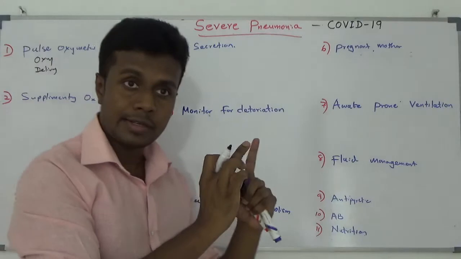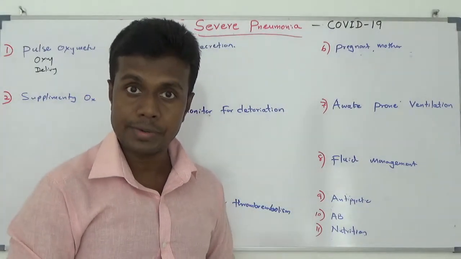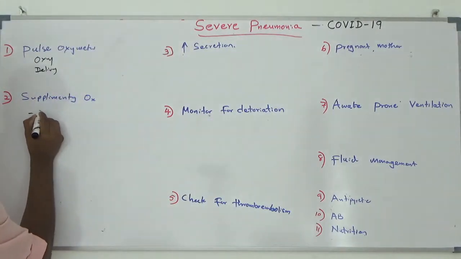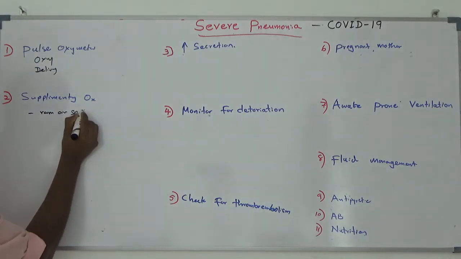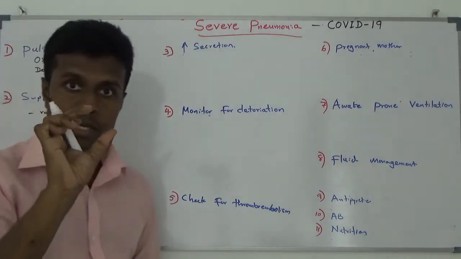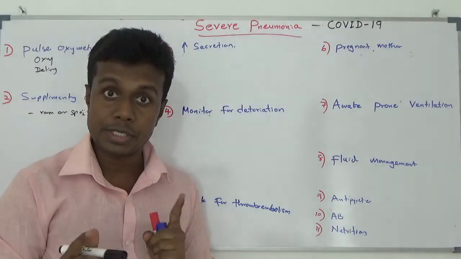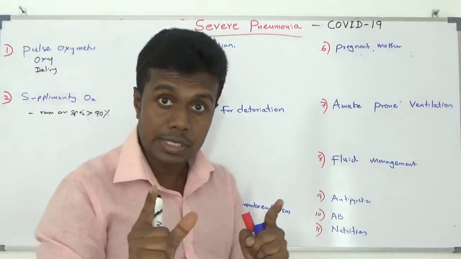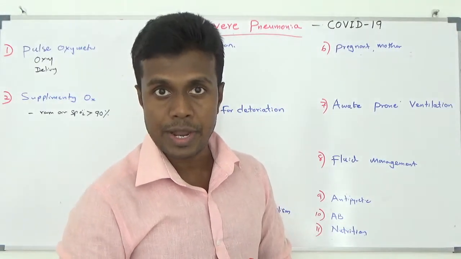This patient has room air saturation less than 90, so I should provide oxygen for this patient. Indication for supplementary oxygen here: room air saturation less than 90. My target saturation is 90 if my patient does not have features of hypoxia. If my patient has these features of hypoxia, my target might be more than 90.